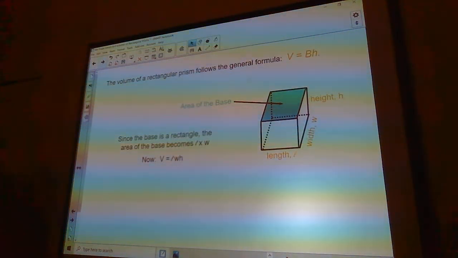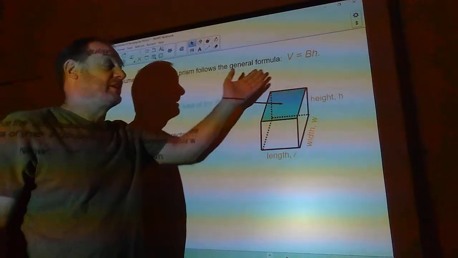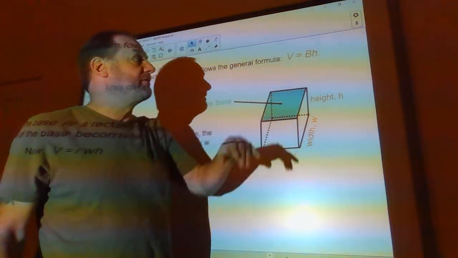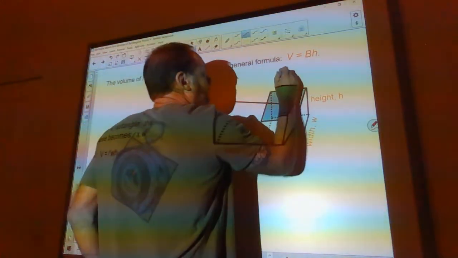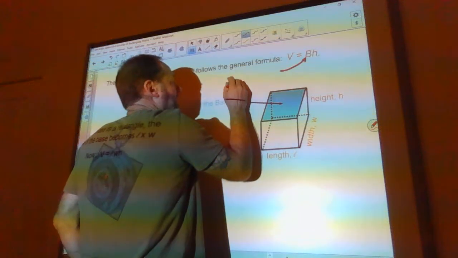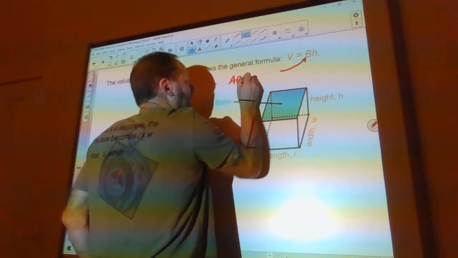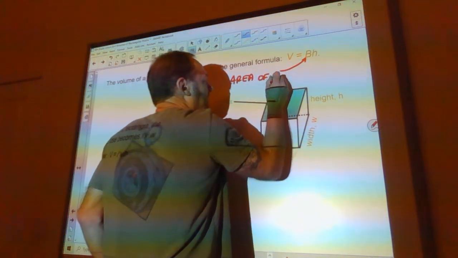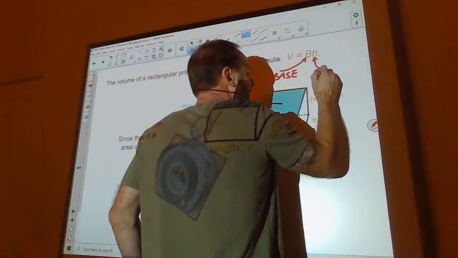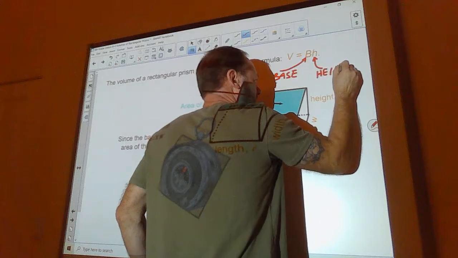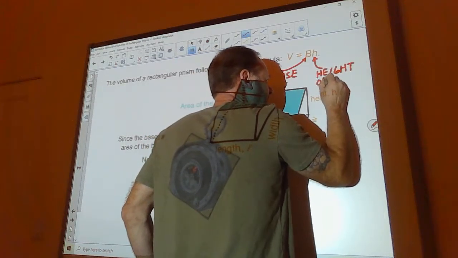Now the volume of a rectangular prism follows this formula. The volume of any prism, really. The volume is the area of the base times the height. Now be careful that you understand that that capital B right there means area of the base. And this is the height of the prism.